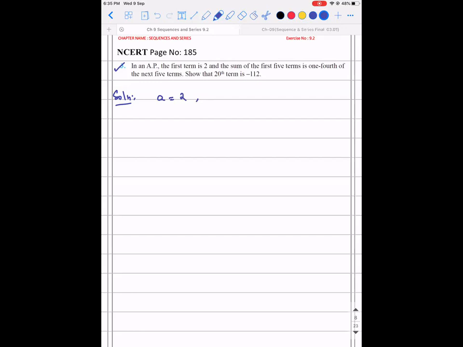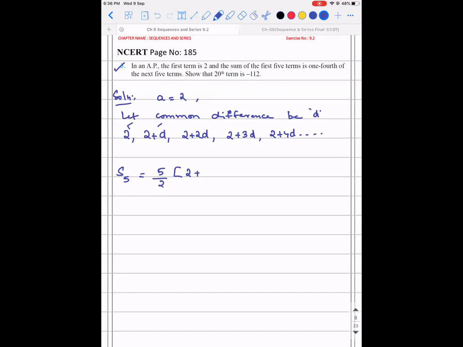Let the common difference be D. So what will be the sequence? 2, 2 plus D, 2 plus 2D, 2 plus 3D. It keeps on going. So the sum of the first 5 terms will be equal to n by 2 into A plus the end of the 5th term. What will be the 5th term in this sequence? It will be 2 plus 4D. Did you understand what I did?